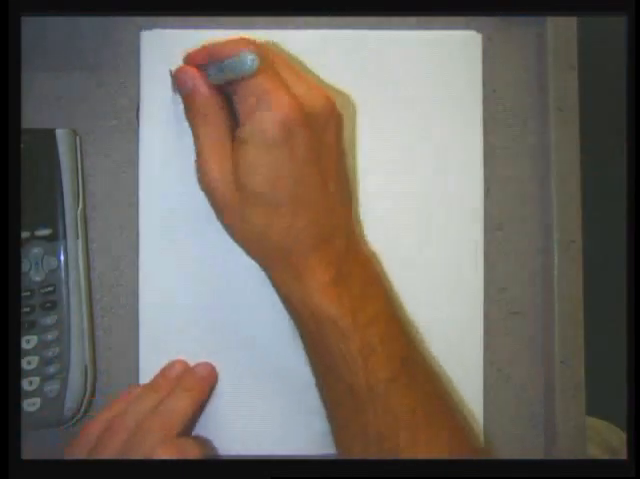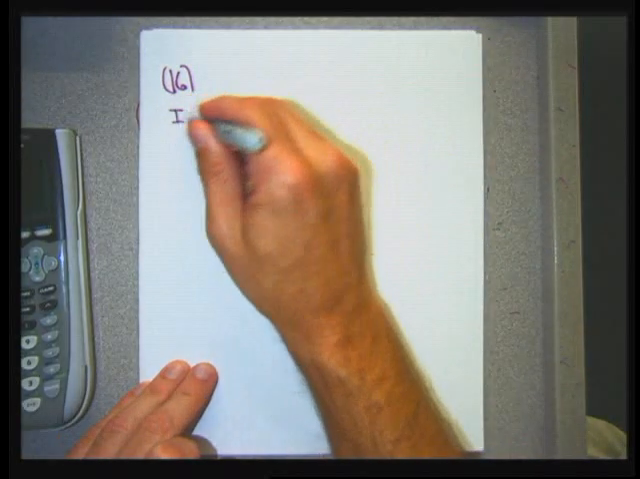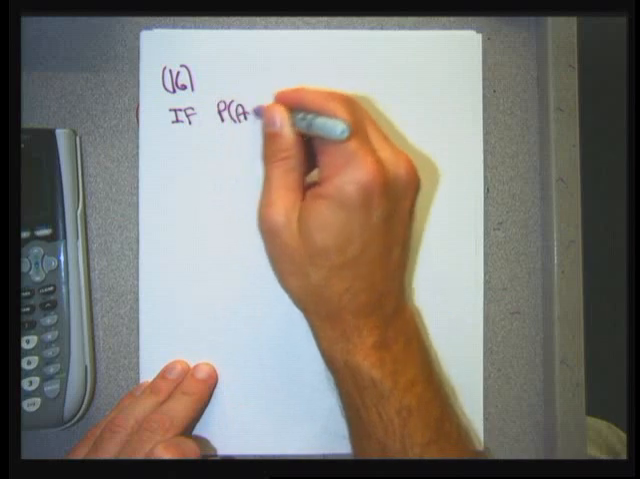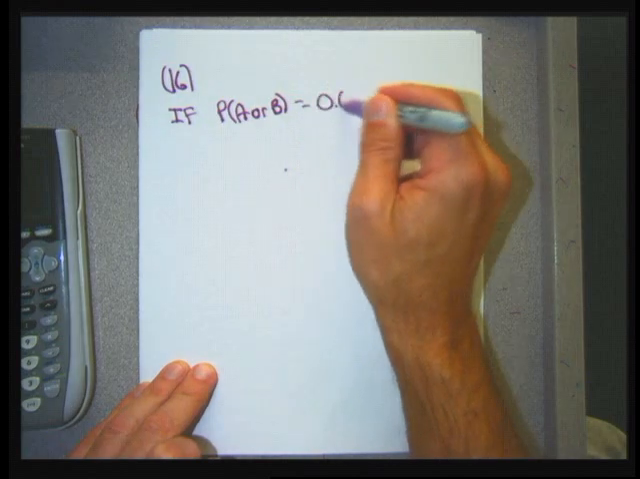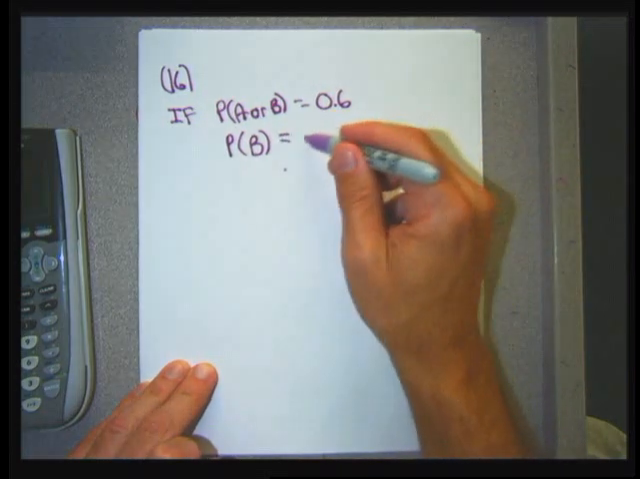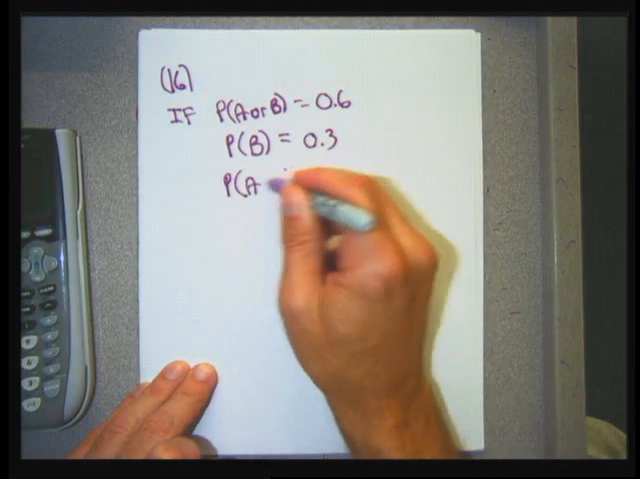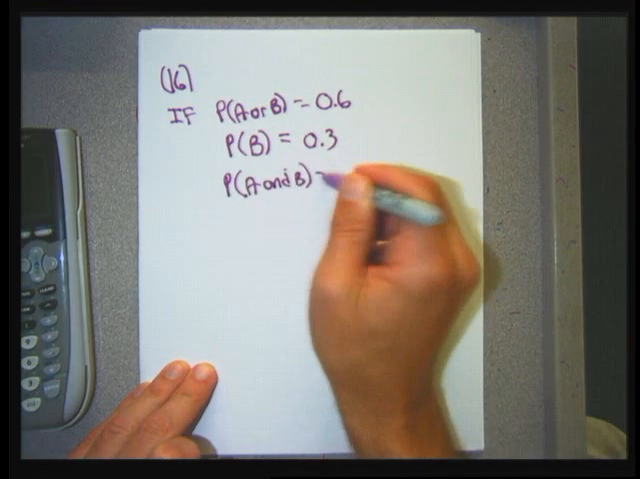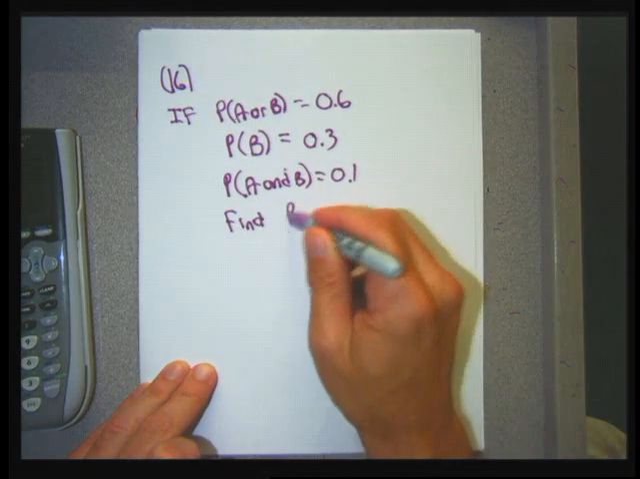So if I'm doing problem 16, I'm going to use the formula to get my answer once I know what the unknowns are. The author says if the probability of A or B equals 0.6 and the probability of B equals 0.3 and the probability of A and B equals 0.1, find the probability of A.